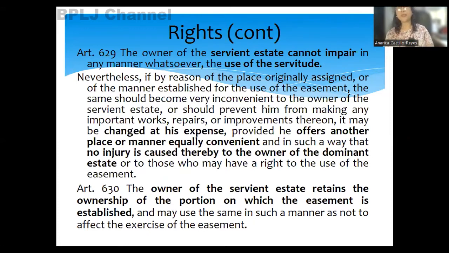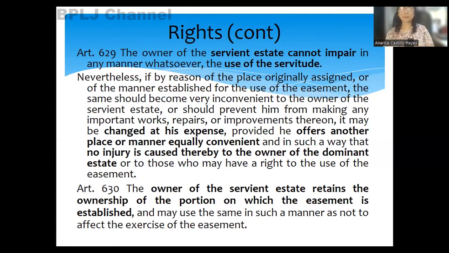The owner, on the other hand, the owner of the servient estate, cannot impair the use of the servitude. Again, easement is a limitation on the rights of ownership of the servient estate, and therefore he has the obligation to respect the easement and not to build or construct anything which would impair the use of the servitude.